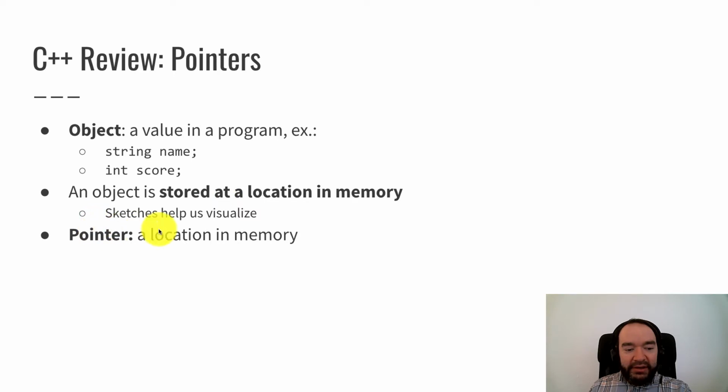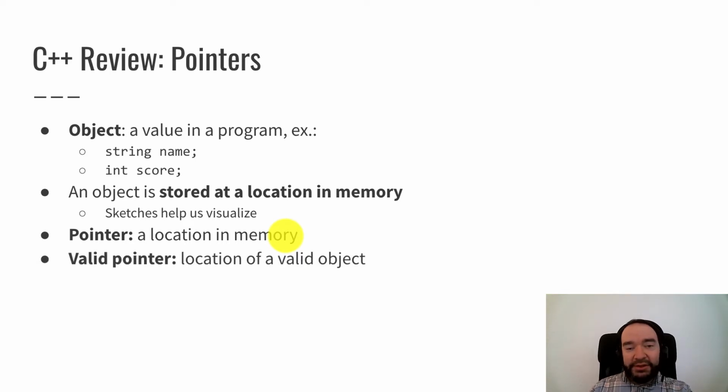A pointer is a location in memory. So the data type of a pointer can store any location in memory, and that's what a pointer is, just a location where an object could be or maybe could not be. So we distinguish between a valid pointer, which is a location in memory that does indeed have a valid object, and an invalid pointer, which is not that. An invalid pointer is a location in memory, but it's not a location where an object exists that we are allowed to manipulate.